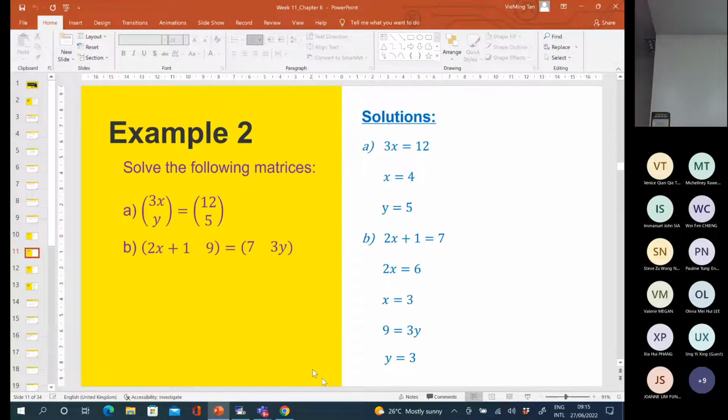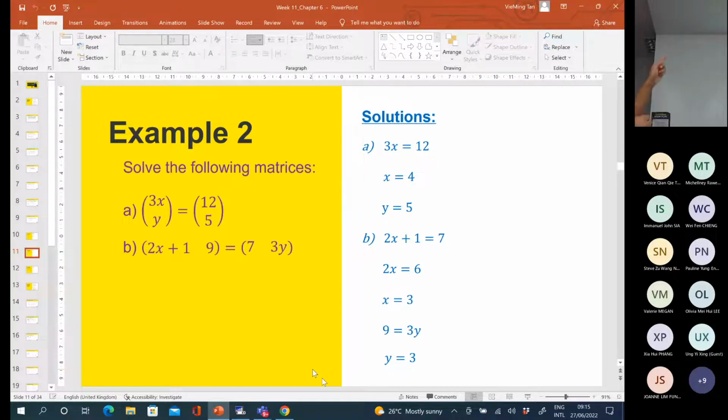Okay, on the right hand side we have 12, 5. If you analyze the pattern of the matrix, it is also two rows and 1 column. So that means the order for both matrices are similar. So we can conclude these 2 matrices are equal, because these 2 matrices have the same number of rows and number of columns. If equal, then we can solve the problem.